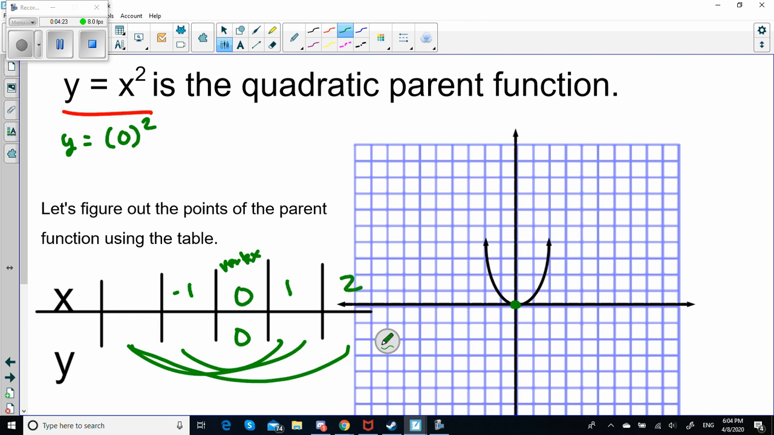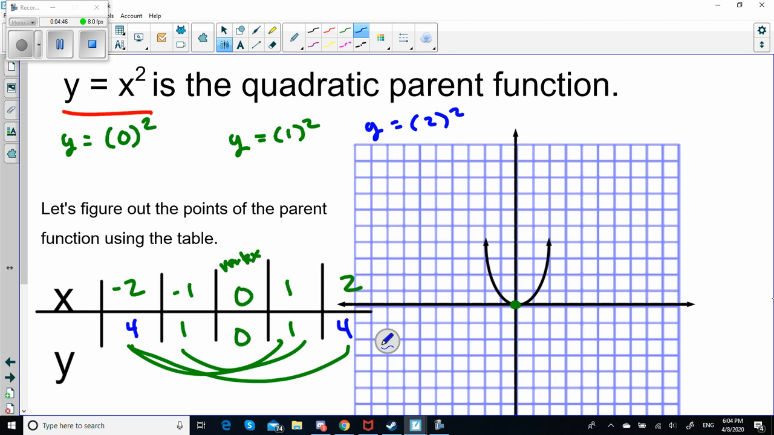And negative 1 and negative 2. You can see that they're symmetrical here and here as well. So if I plug 1 in for x, y equals 1 squared, that's 1. That means that this is also 1 because they are symmetrical. And if I plug in 2, y equals 2 squared, that's 4. So these two are symmetrical.